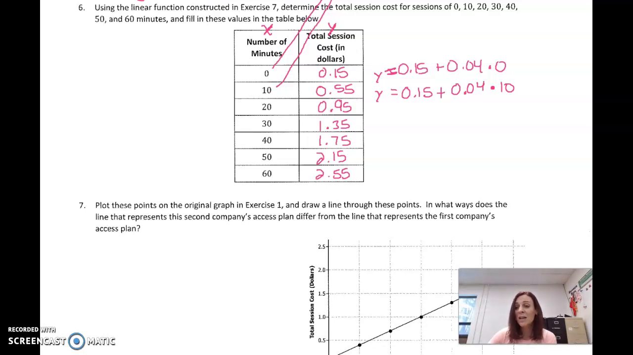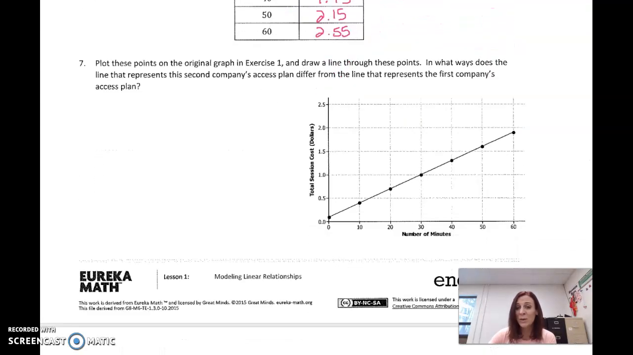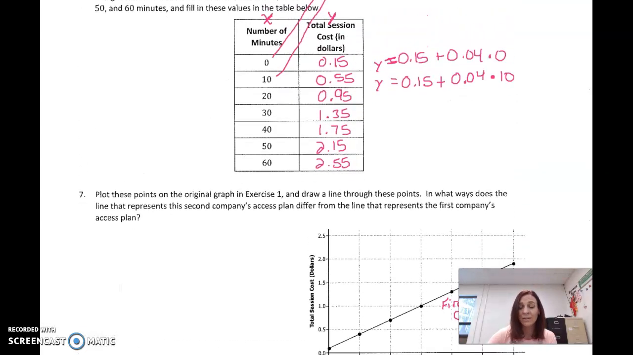So this graph down here is what we had at the beginning. This was the first company. So this line right here is the first company. And now we want to plot our second company. And I'm getting too fast with my writing again. Okay, so this line right here is our first company. Now remember, it's not coincidence that we have x's and y's and inputs and outputs in the table because these are ordered pairs. And so I'm just going to take each of these points and plot them on the graph.